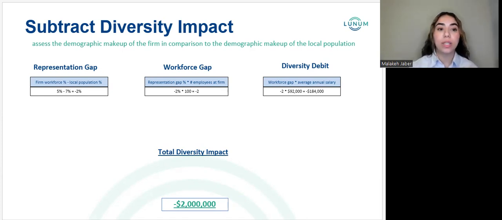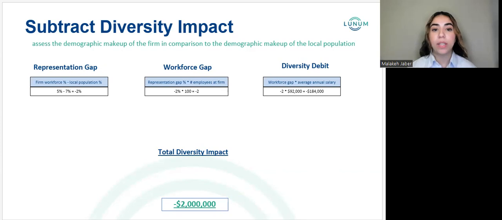Now that we've calculated that negative 2%, we can calculate the workforce gap, which essentially turns that percentage into a whole number. We take that representation gap, that negative 2%, and we multiply it by the number of employees within the firm. We know at company ABC, there are 100 employees at the firm. We then reach a figure of negative 2.